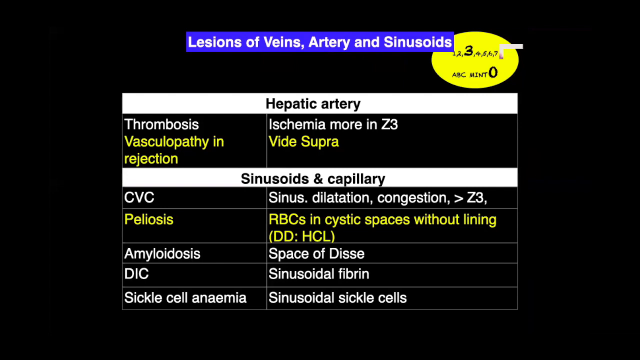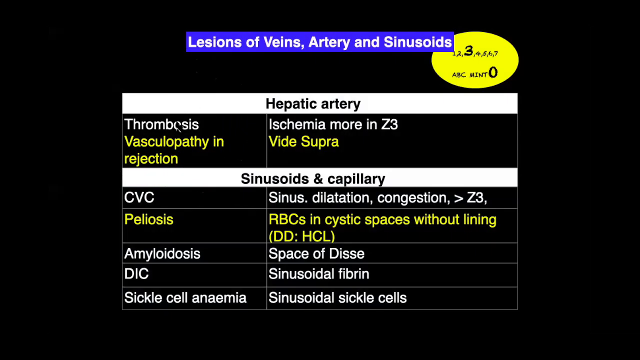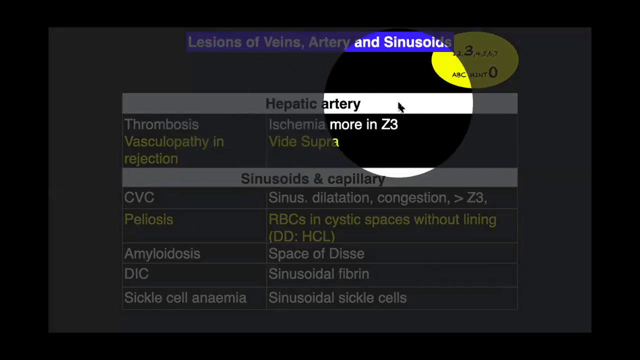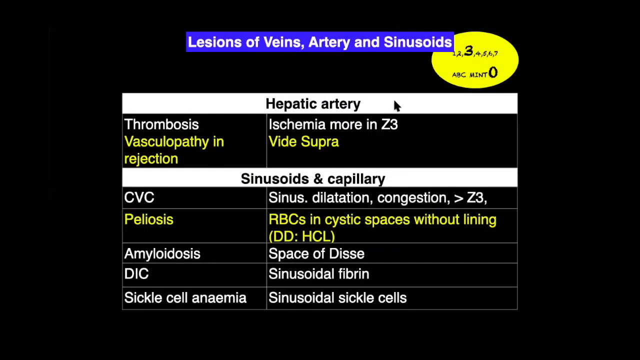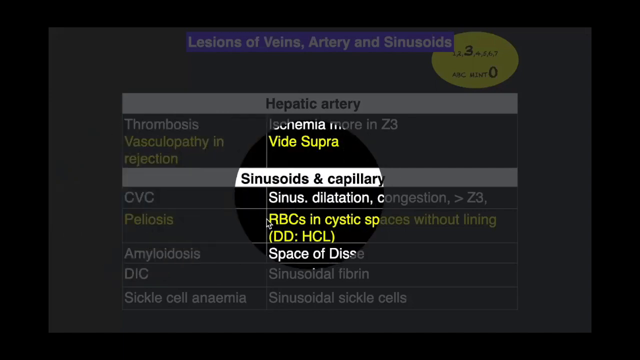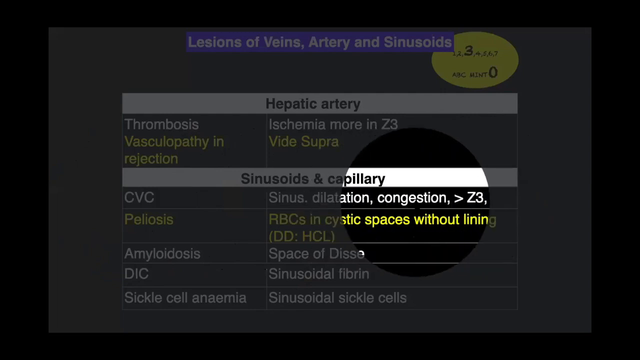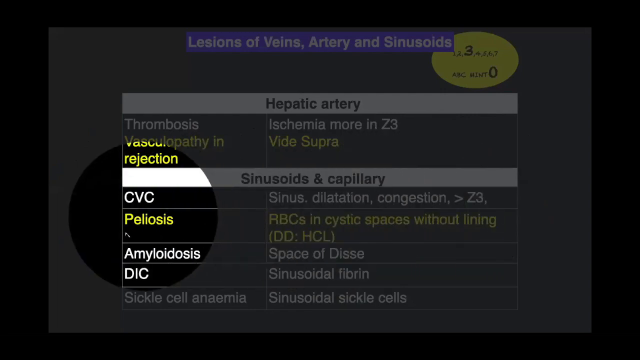Now we are moving over to the hepatic artery and sinusoidal and capillary diseases. In the hepatic artery, it can undergo vasculopathy of rejection. We saw it yesterday, or it may undergo thrombosis. It is ischemia, more in the zone 3. In the sinusoids and capillary, you all know of chronic venous congestion, where the sinus is dilated and congested, predominantly in zone 3 in cases of right-sided heart failure.